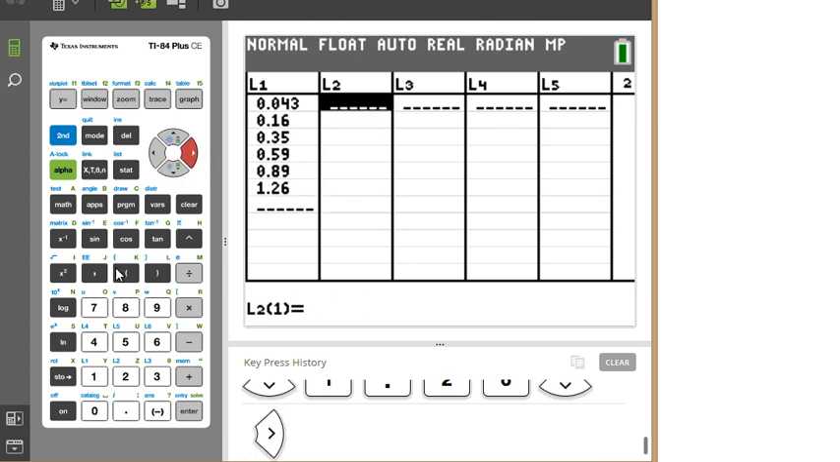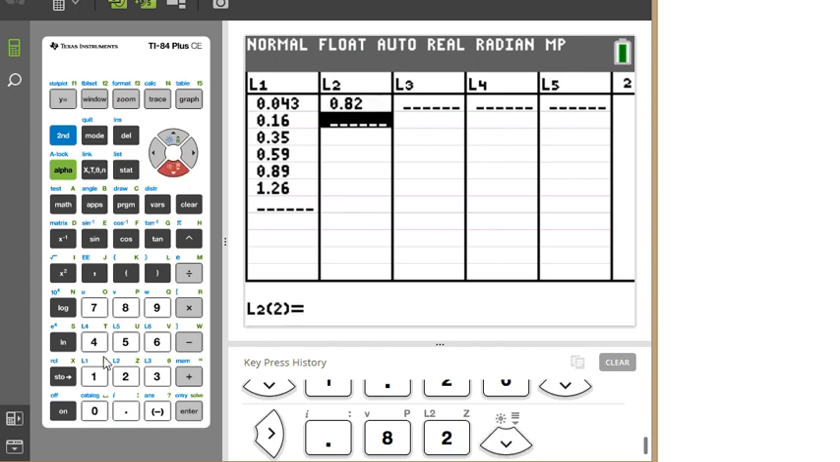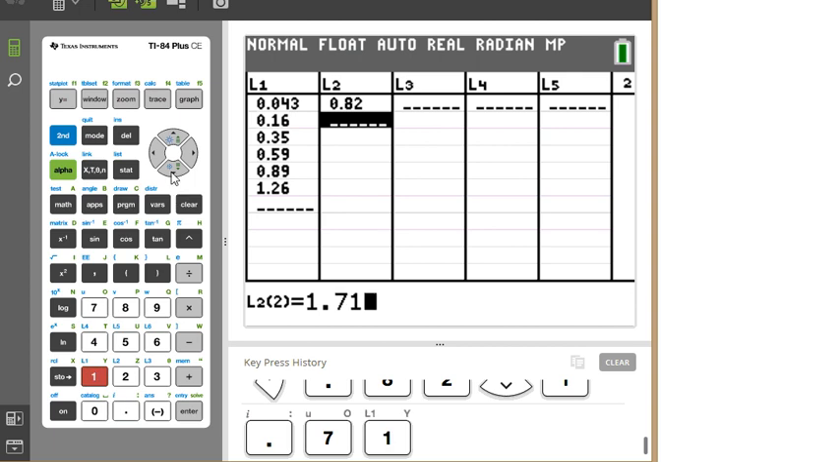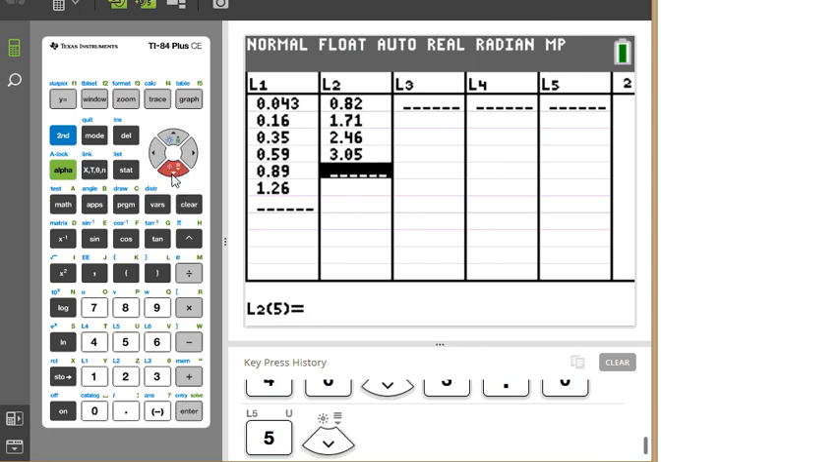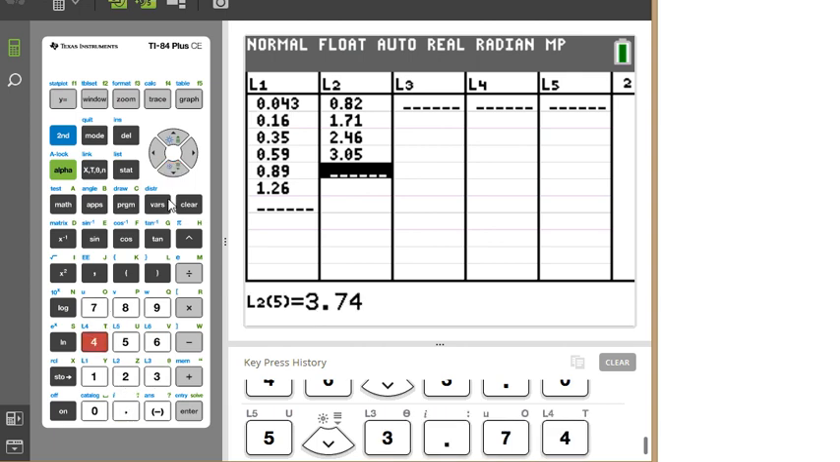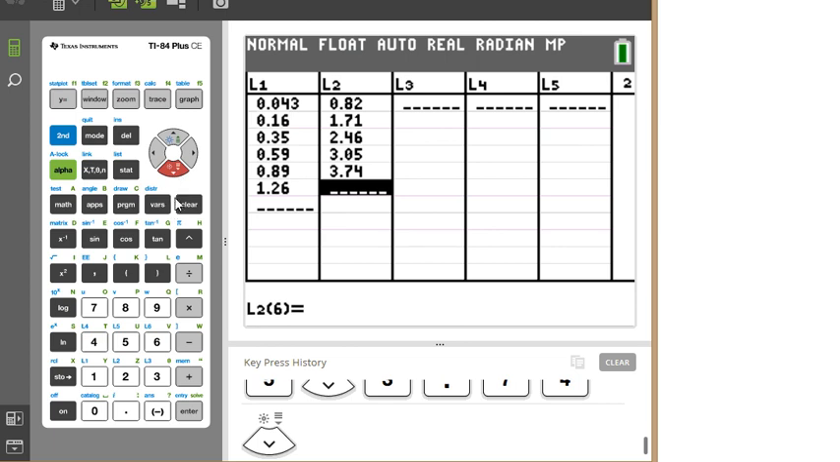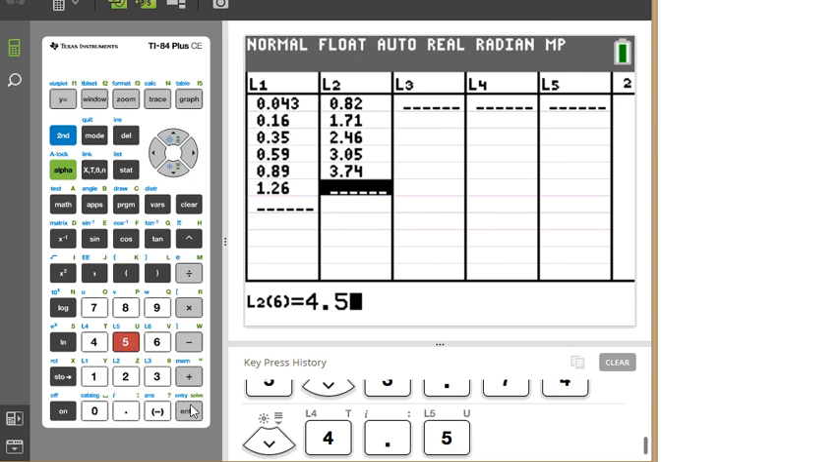Next we go to enter the corresponding y values. We put in 0.82, 1.71, 2.46, 3.05, 3.74, and last one, 4.5. You've got to make sure you have the same matchup here on each side.